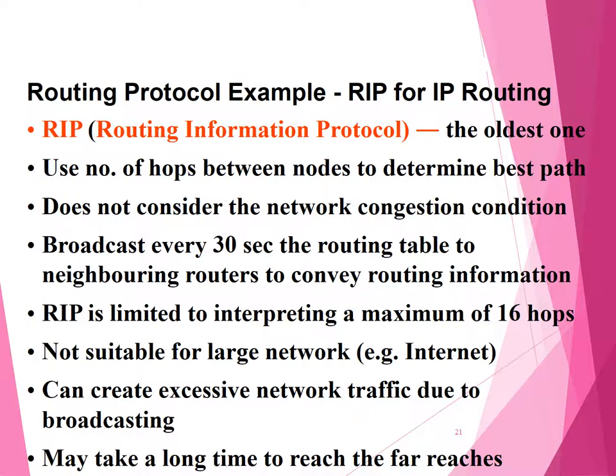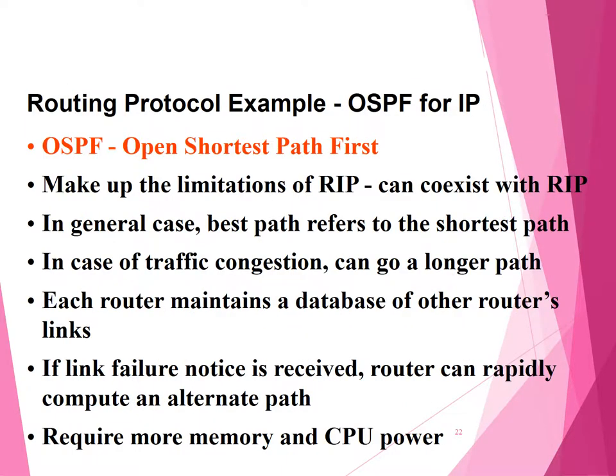Routing protocol example: RIP for IP routing. Routing Information Protocol, the oldest one, uses the number of hops between nodes to determine the best path, and does not consider the network condition. It broadcasts the routing table every 30 seconds to neighboring routers to convey routing information. RIP is limited to interpreting a maximum of 16 hops. Not suitable for large networks. It can create excessive network traffic due to broadcasting, and may take a long time to reach the far reaches.